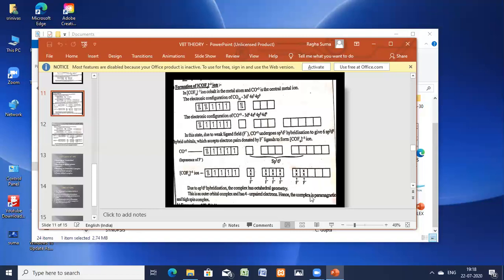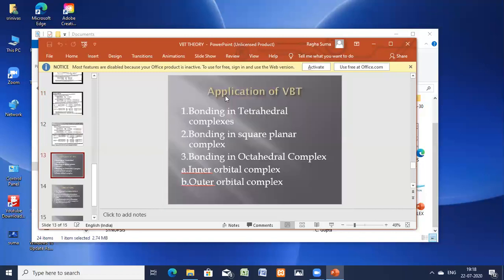The complex is paramagnetic in nature. It is a high spin complex. So these are the applications. So what have we discussed? We have applications of the VBT. I have discussed bonding in the tetrahedral complexes, bonding in the square planar complexes, bonding in the octahedral complexes, inner orbital complex, outer orbital complex. In the previous session I explained the tetrahedral complexes. This session, square planar complexes, 2 examples I have taken, and in the octahedral, inner 2 I have explained, and outer 2.